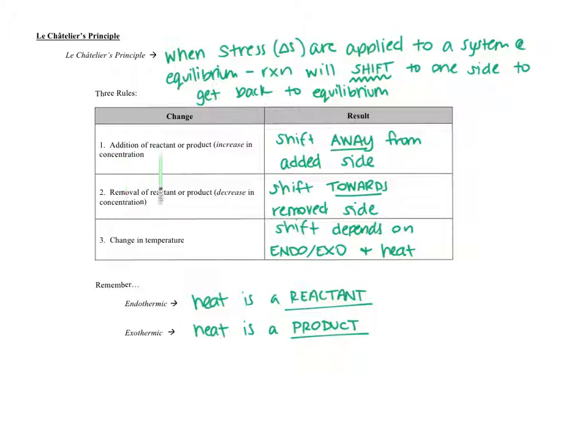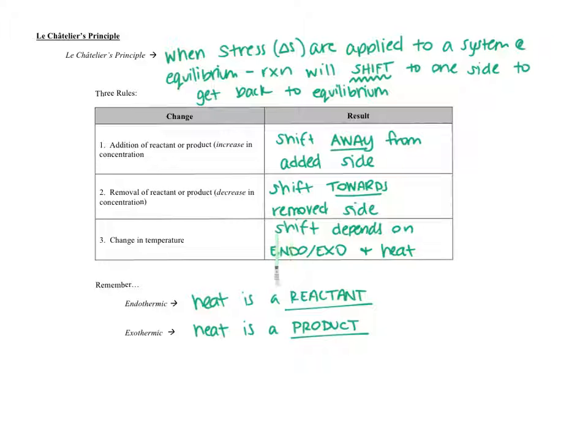Number 1 here is if you add a reactant or product. So if you increase the concentration of either a reactant or a product, whenever you do that, the shift will be away from the added side. It will be opposite the side that it was added. If you remove a reactant or product, if you decrease the concentration, the reaction will shift towards or to the removed side.